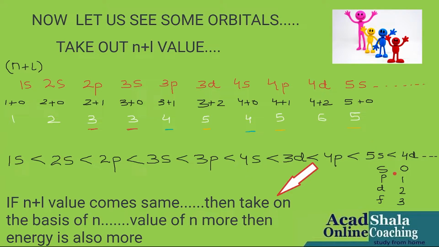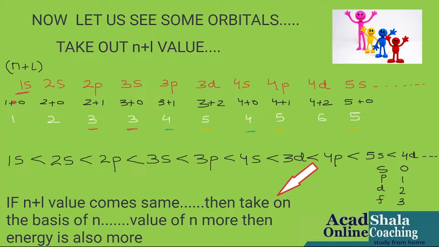Again, I am repeating, the SPDF subshells we will write in the corner of the paper, and their L values I've written 0, 1, 2, 3, because this will help us in finding the N plus L value. I've written some of the orbitals like 1s, 2s, 2p, 3s, 3p, 3d, 4s, 4p, 4d, 5s, and so on. Now I will take out the N plus L value of all these orbitals.